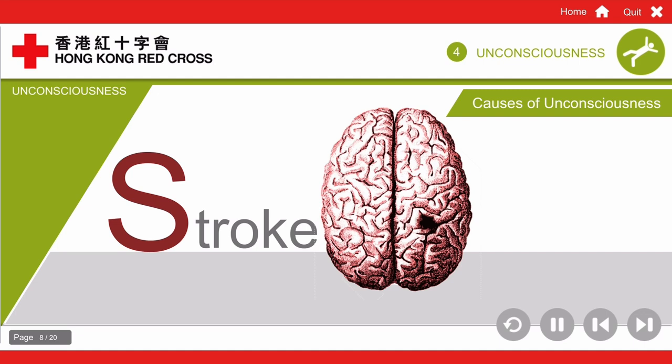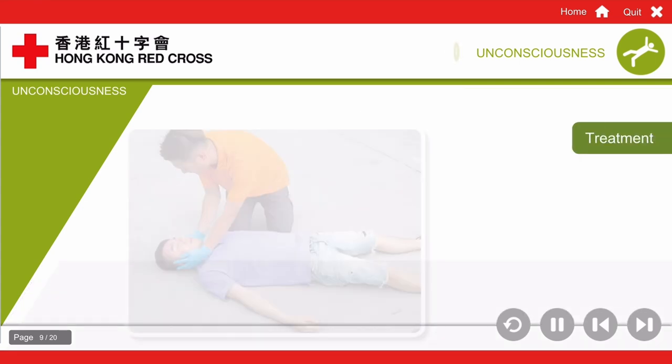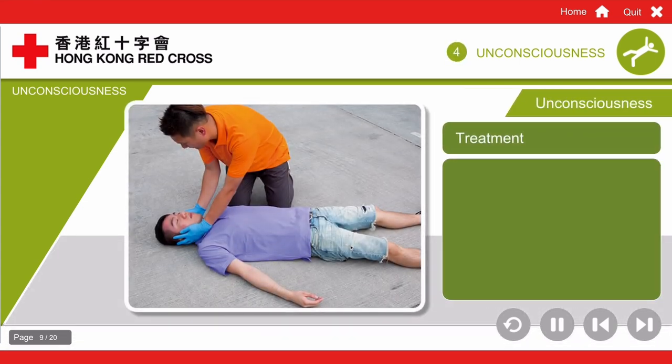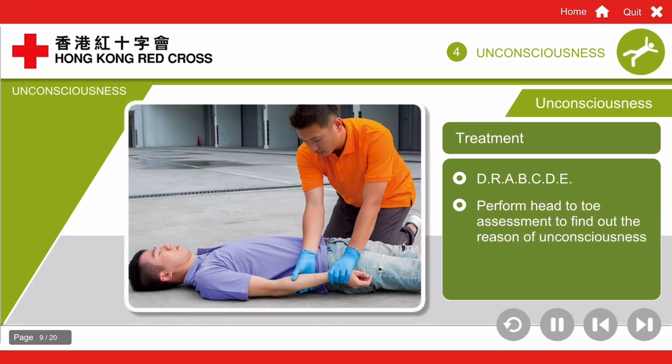We'll now move on to learning how to manage unconscious victims. Next, we will talk about how to manage an unconscious victim. First, perform primary survey, DRABCDE. Second, examine the victim by head-to-toe examination, find out the causes of unconsciousness, and provide appropriate treatment according to urgency of the situation.